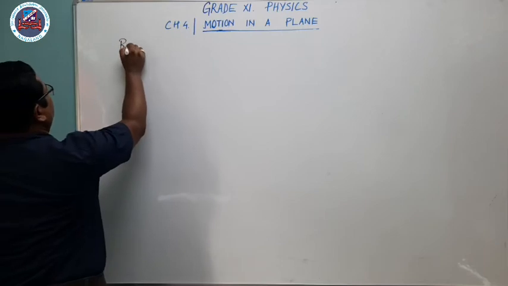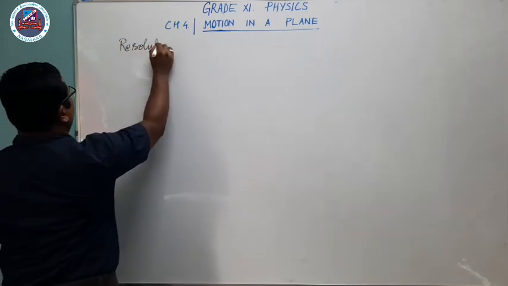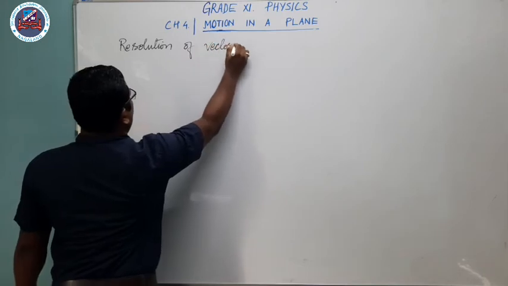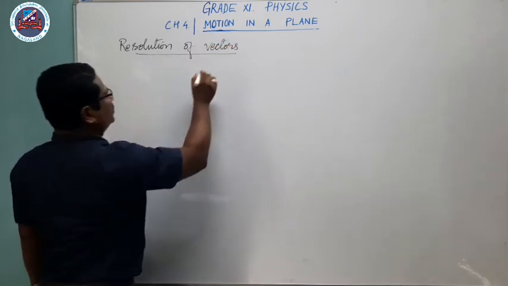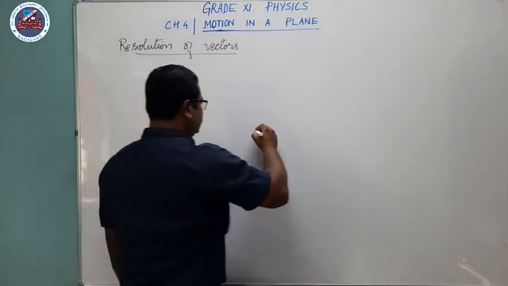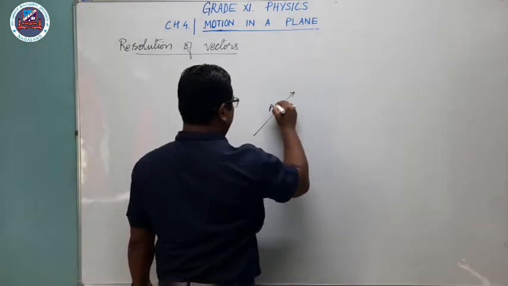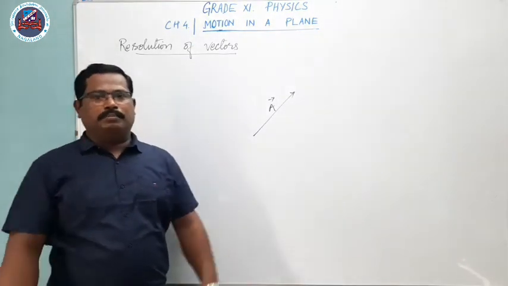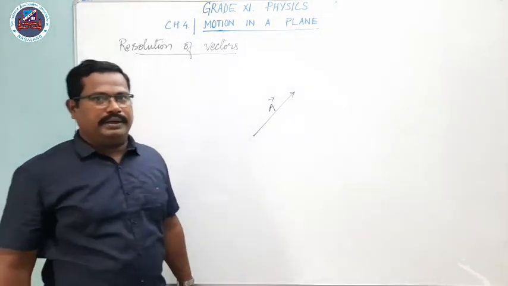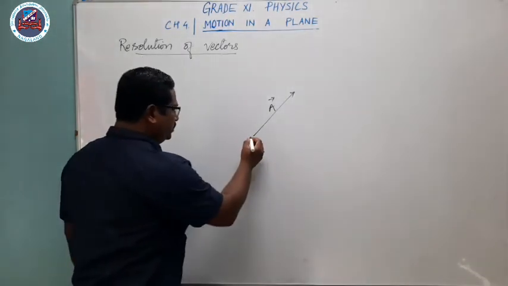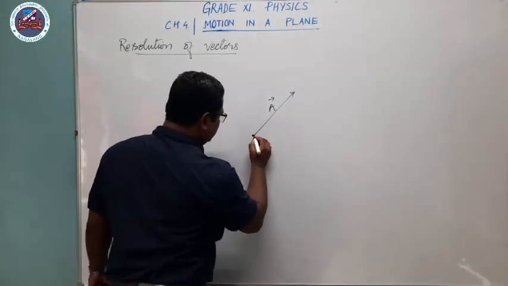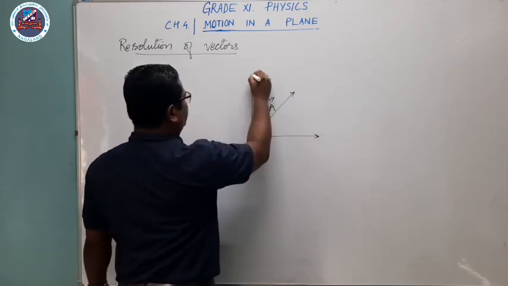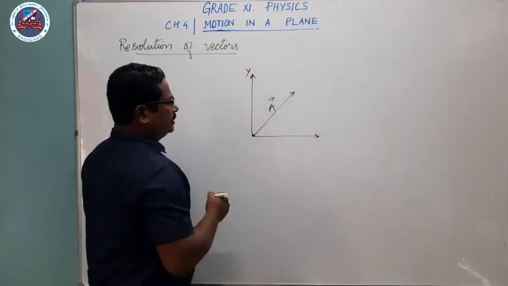Now let us see resolution of vectors. Resolution of vectors refers to splitting of vectors. Suppose a vector is given to you. Suppose this is vector A. This vector is split up into its component vectors in rectangular Cartesian coordinates. What we do at this point, we try to draw an angle of 90 degree. One line we take along x-axis, one line along y-axis.